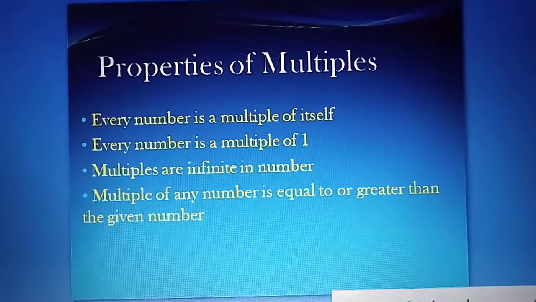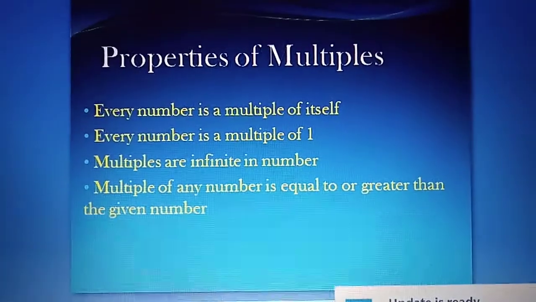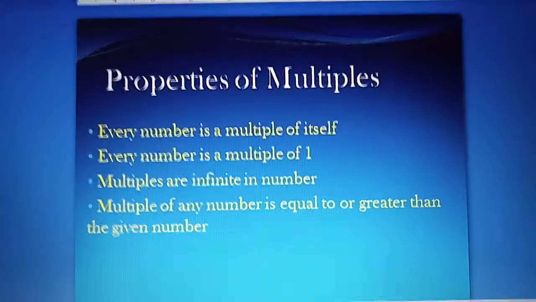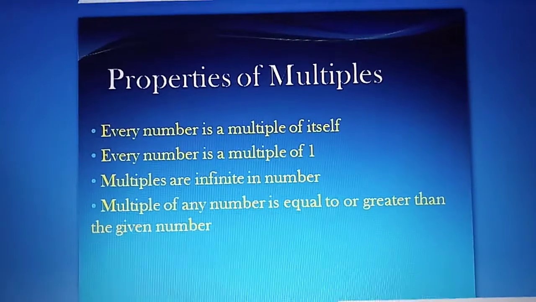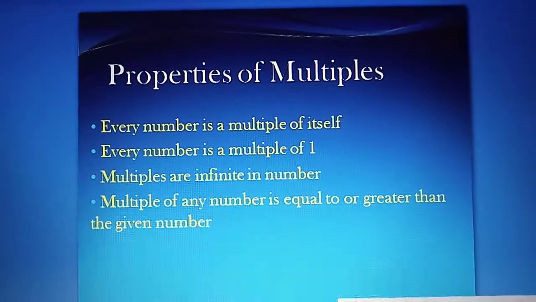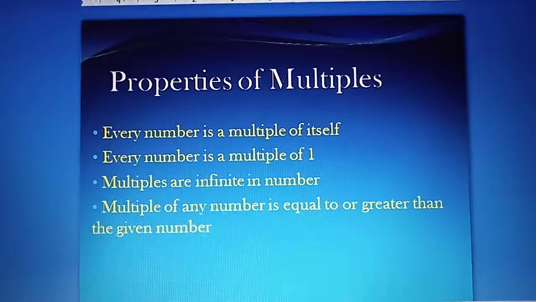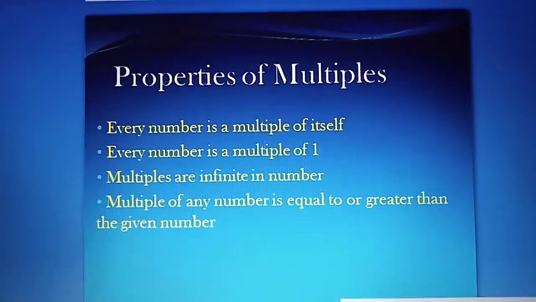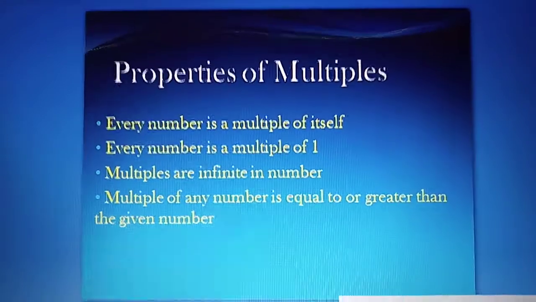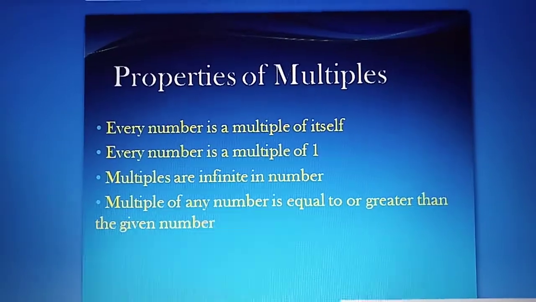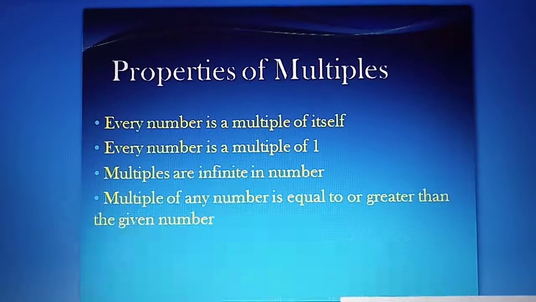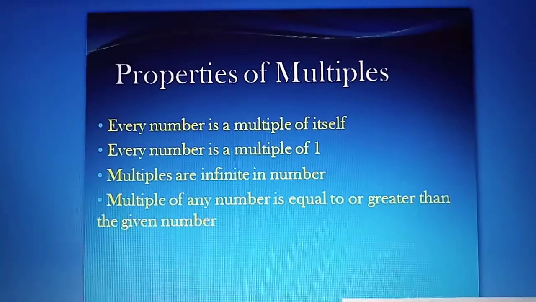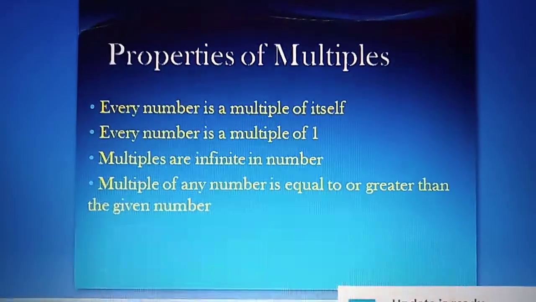Now let us learn the properties of multiples. Here the first property is every number is a multiple of itself. We have seen 10 is a multiple of 10, 5 is the first multiple of 5, 12 is the first multiple of 12 and 17 is also the first multiple of 17. Every number is a multiple of 1. In factors we have learned that 1 is a factor of every number. Here every number is a multiple of 1.